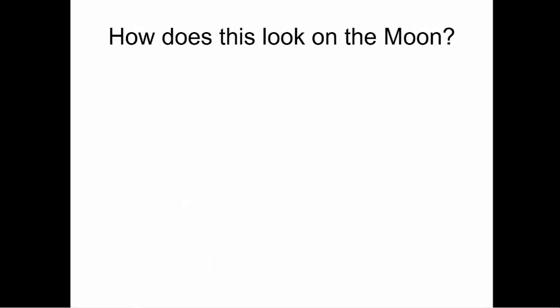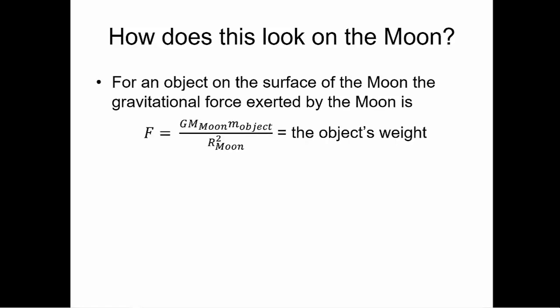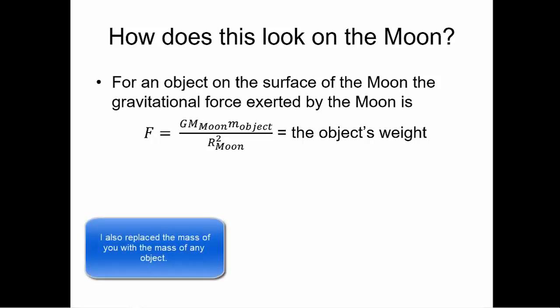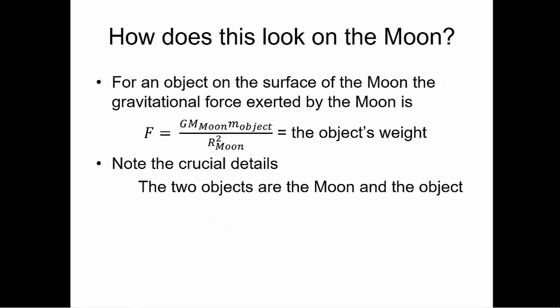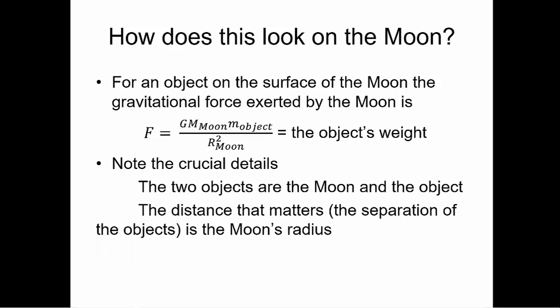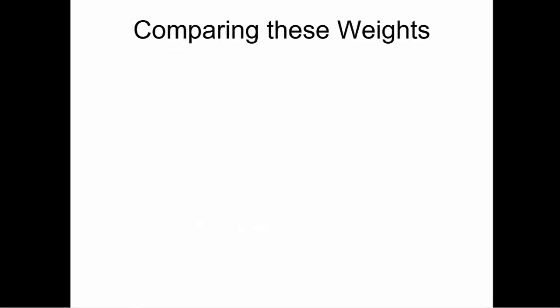How is that going to look on the moon? For an object on the surface of the moon, the gravitational force is going to be, here we just changed a couple of things. We replaced the mass of the Earth with the mass of the moon, and the radius of the Earth with the radius of the moon. And that would be the object's weight on the moon. Again, the crucial details. The moon and the object are the two objects. What matters is the moon's radius, and the masses that matter are the mass of the moon and the mass of the object.